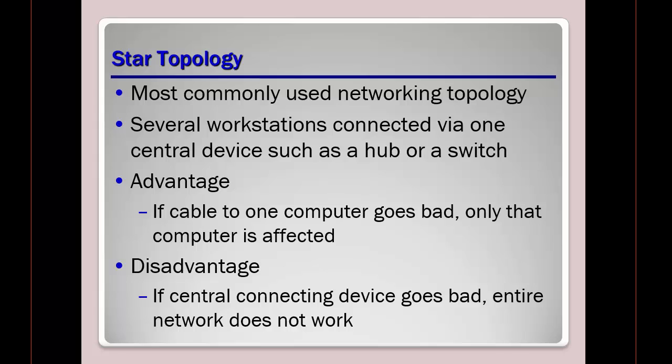Star topology is most commonly used: several workstations connected via a central device such as a hub or switch. Today it tends to be a switch. Advantage: if the cable of one computer goes bad, it only affects that computer. So it wouldn't affect the whole network like it would in a ring or a bus topology. Disadvantage: if the centrally connecting device goes bad, the entire network goes down.